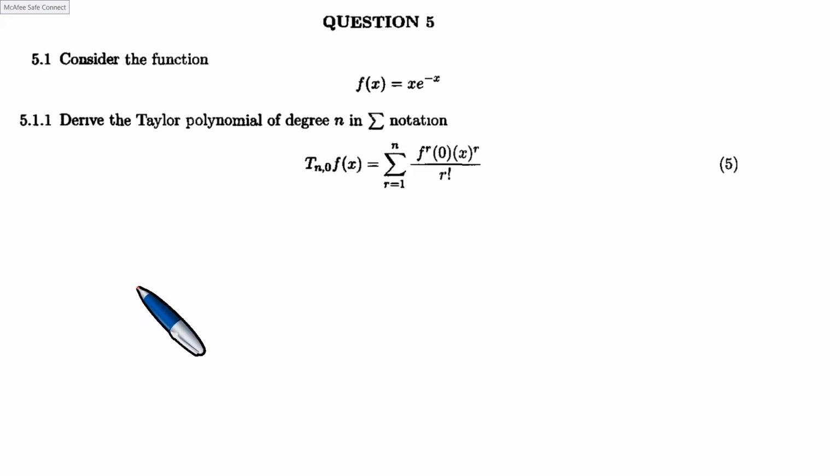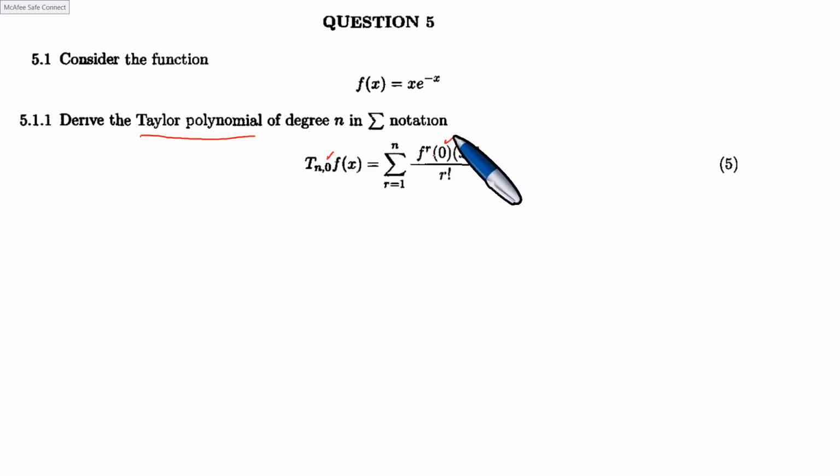Right, so we are given the function f(x) equals x times e to the minus x. And what is the question? We're asked to derive the Taylor polynomial of degree n in sigma notation. And so, this is how we proceed. Right, to find the Taylor polynomial of degree n in that form, you note, therefore, that this one here is about 0.